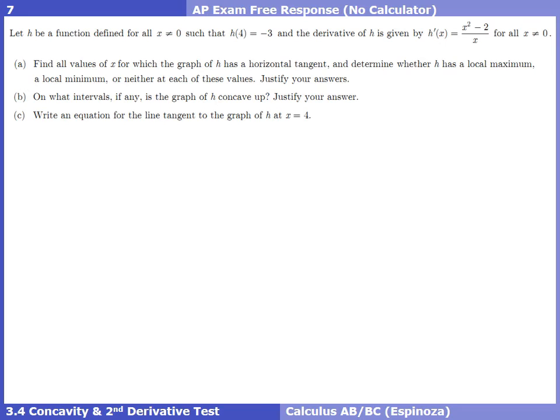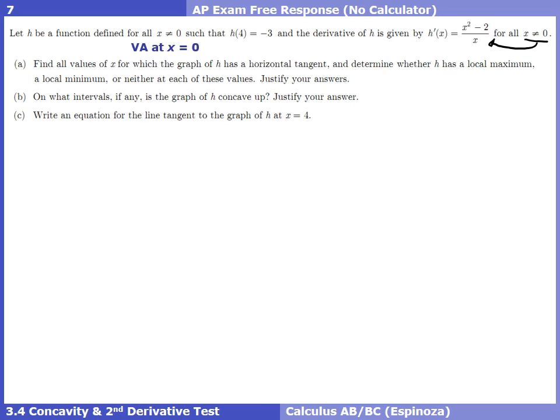They tell us we have a point, h of 4 equals negative 3, and they actually give us the derivative of h. We don't know what the function h is, but they give us the derivative, and you can see that the derivative is undefined at x equals 0, which you can clearly see right there since there's an x in the bottom. Okay, part A. We want to find all the x values for which the graph has a horizontal tangent. So how are we going to do that?